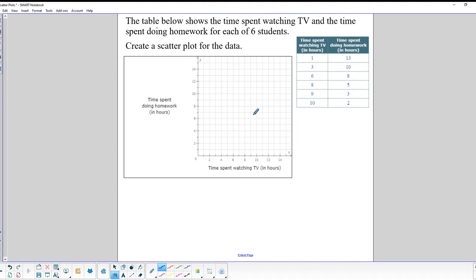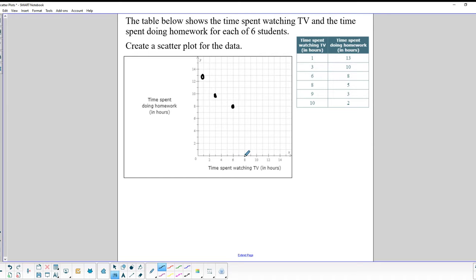So let's try a couple of other ones. Here's one where we're actually going to make our own little scatter plot. This XY chart relates the hours spent watching TV with the hours spent doing homework. So for our first person, they spent 1 hour watching TV and 13 hours doing homework. So we go over to 1 and up to 13 and make a dot to represent that. Second person, they watched TV for 3 hours, and then they managed to do homework for 10 hours. The next person, 6 hours of TV watching and 8 hours of homework. They figured they're going to have a balanced lifestyle or something like that.